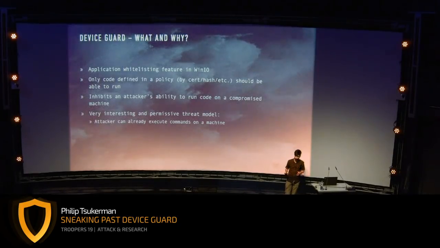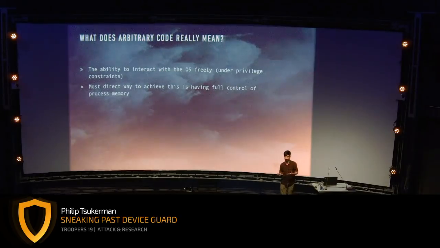So to better define what is a Device Guard bypass, we'll give a bit more formal definition of arbitrary code, which at least in this case will be the ability to interact with the OS freely, meaning that you could try to ask the OS anything, and your only problem is going to be privilege. You may receive the answer that, well, you're not allowed to do this API call, or this API call will fail, but still you will be able to try.